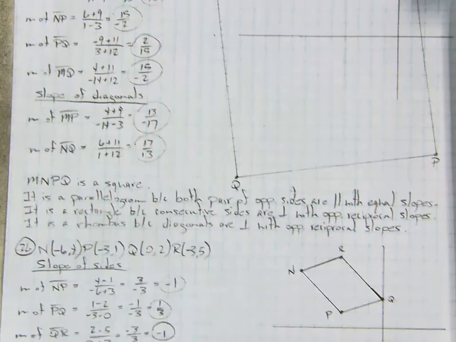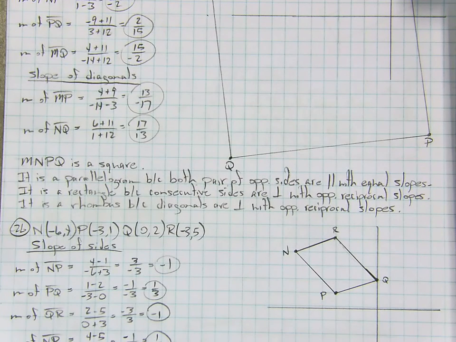So I said it's a square. MNPQ is a square. And this is why I do 3 statements. It's a parallelogram because both pairs of opposite sides are parallel with equal slopes. It's a rectangle because consecutive sides are perpendicular with opposite reciprocal slopes. And it's a rhombus because diagonals are perpendicular with opposite reciprocal slopes. If all 3 of these are true, then that means it's a square. Okay? So here's where I say what it actually is, and just make these 3 statements. Is it or is it not a parallelogram? Is it or is it not a rectangle? Is it or is it not a rhombus? And the reasons are going to be the same every time. Okay? Does that make sense?